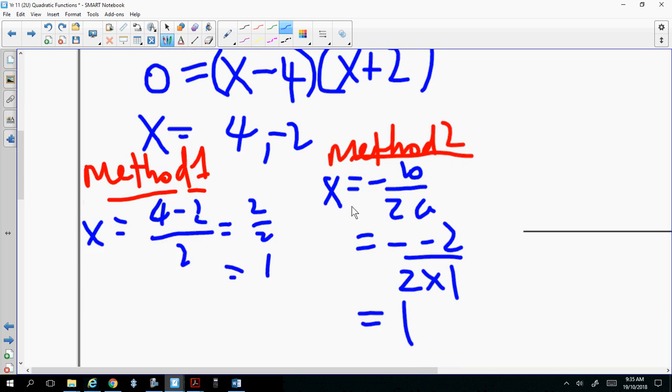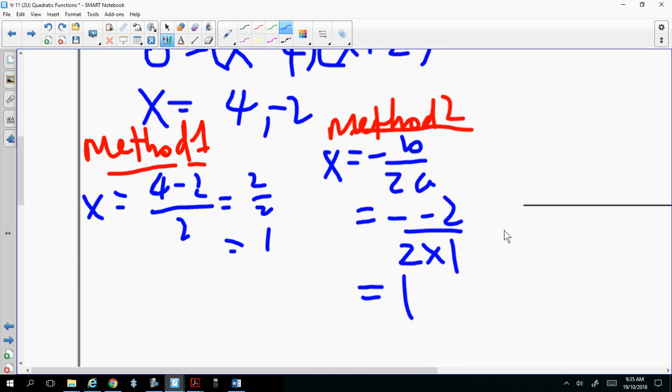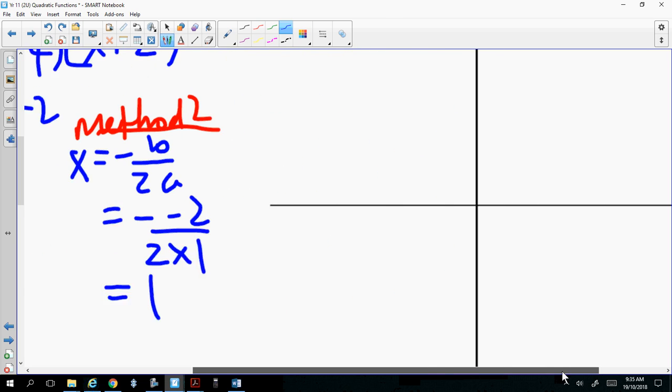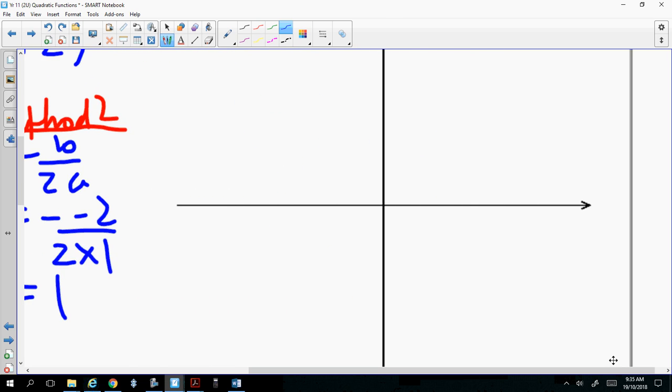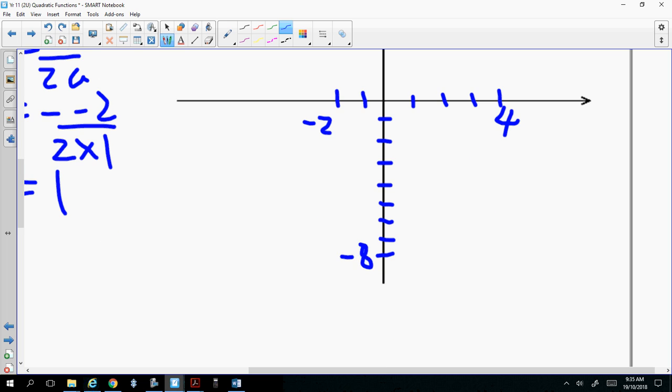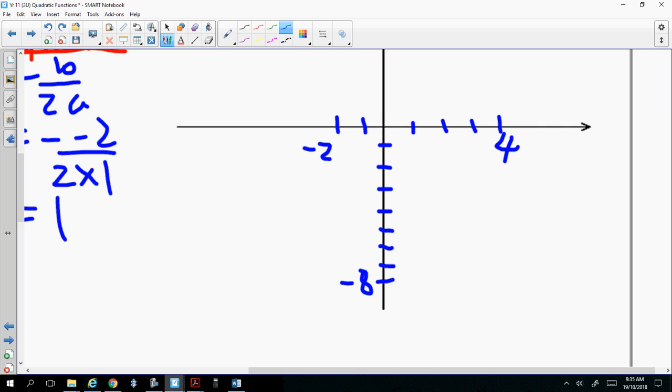Okay, good. So we've got x equal to 1, and then we're going to draw it. 1, 2, 3, 4. 1, 2, negative 2. The y-intercept is negative 8. 1, 2, 3, 4, 5, 6, 7, 8. Negative 8. Oh, I forgot the vertex. So we've got the axis of symmetry over here. Let's draw a dotted line like this.